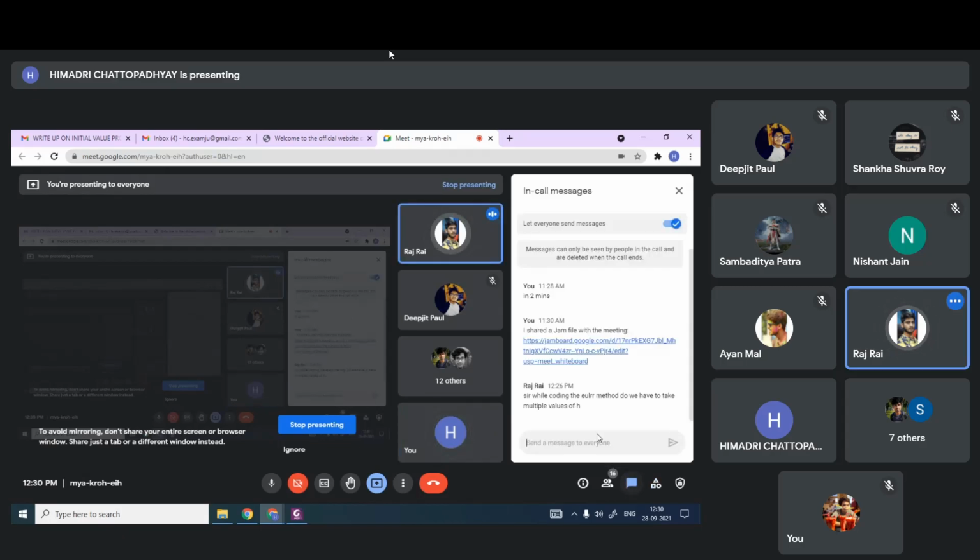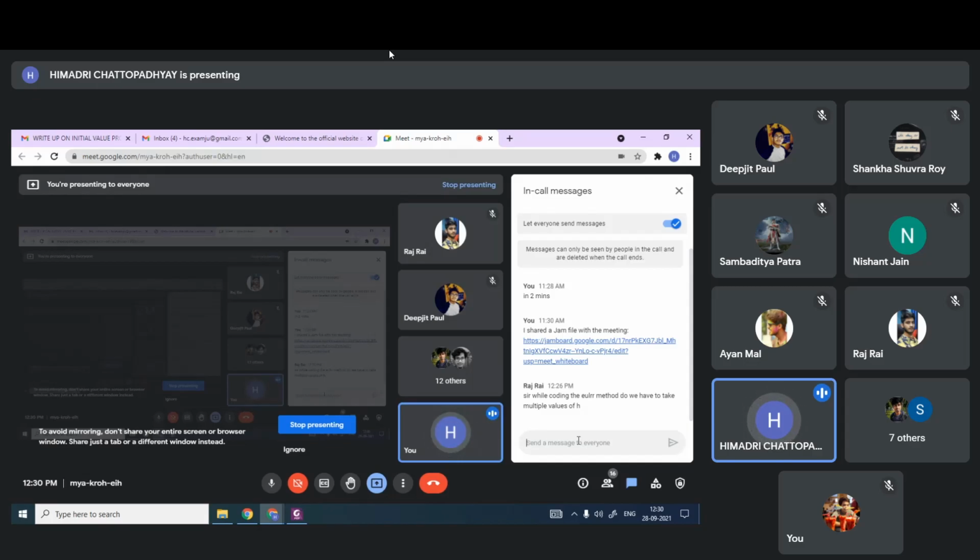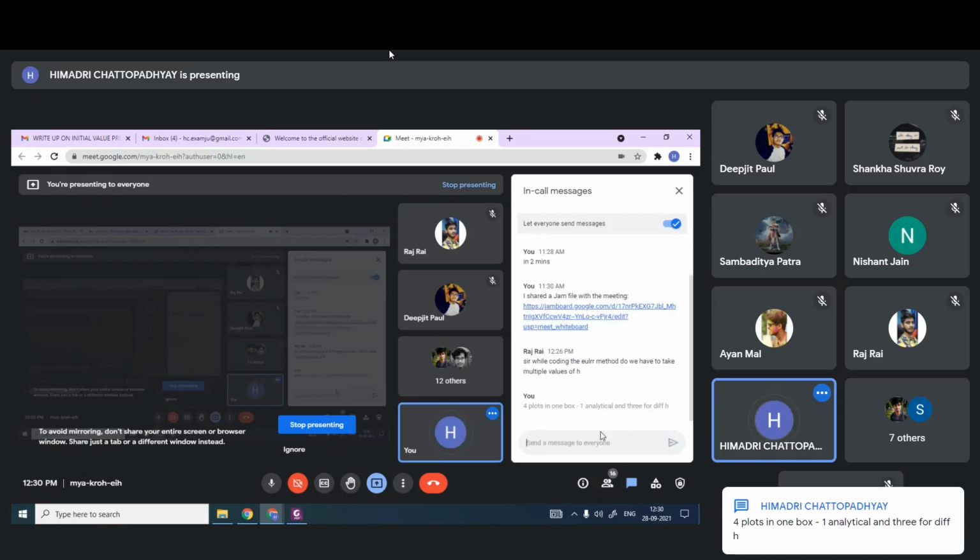Putting the algorithm, we have to take multiple. What I have already clearly written is three different levels of h. Have you seen the assignment? Look there, it is clearly written that you do it for h equal to 0.05, 0.1, 0.25. So three levels and the analytical solution. So four parts in one box: one analytical and three for different h. Then only you can compare. Okay.